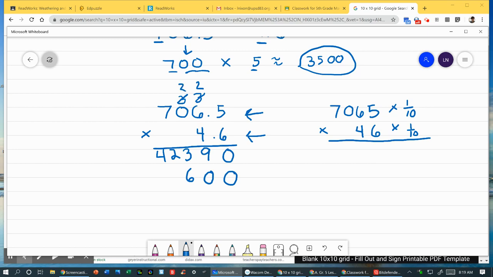4 times 0, 0 plus 2 more, that'd be 2. And then 4 times 7, that's going to be 28. And then, of course, when I have my partial products, I'm going to add those up.